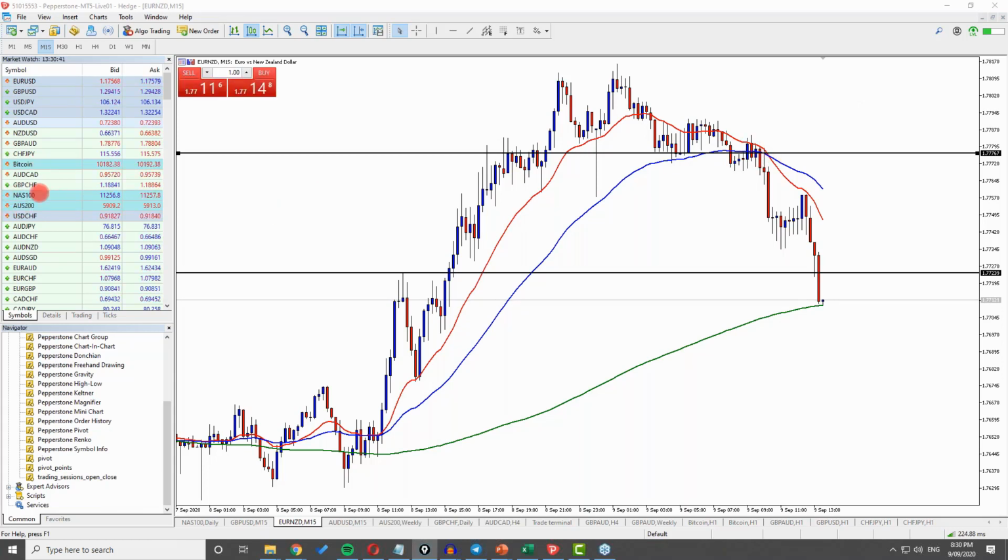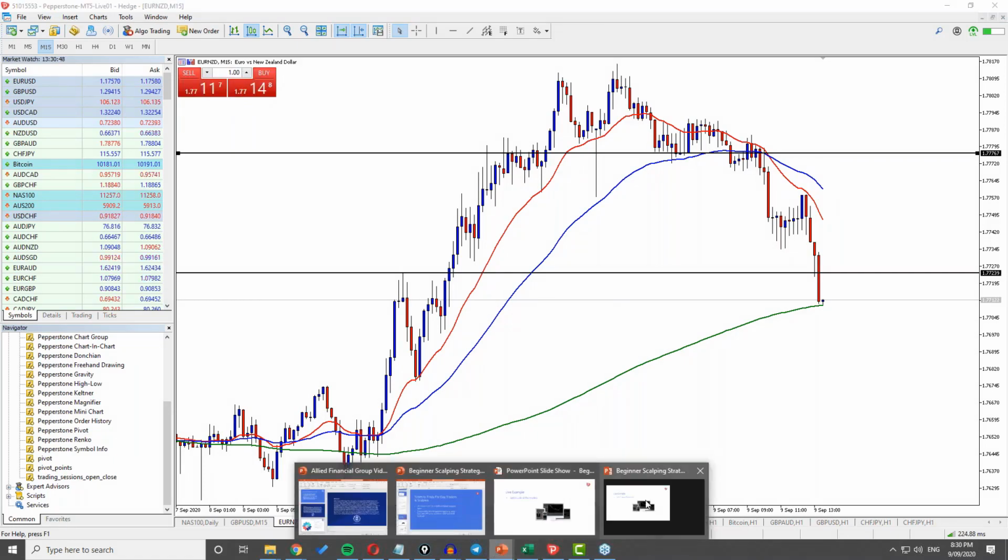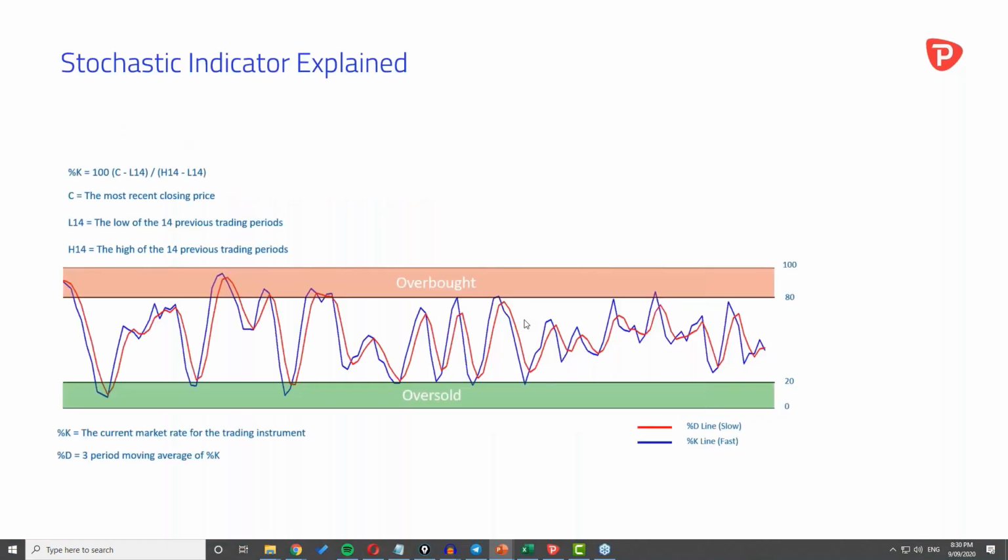But there's a further thing that we can add onto these charts that I think makes even more sense to put on, and that is another indicator that we can use. So let's go back to the slides and talk about stochastic.